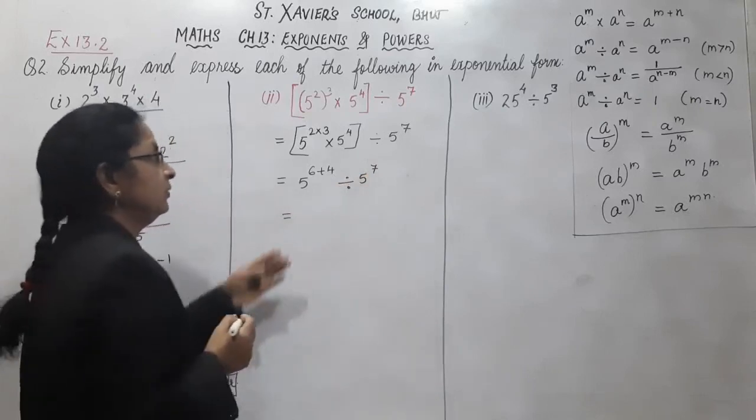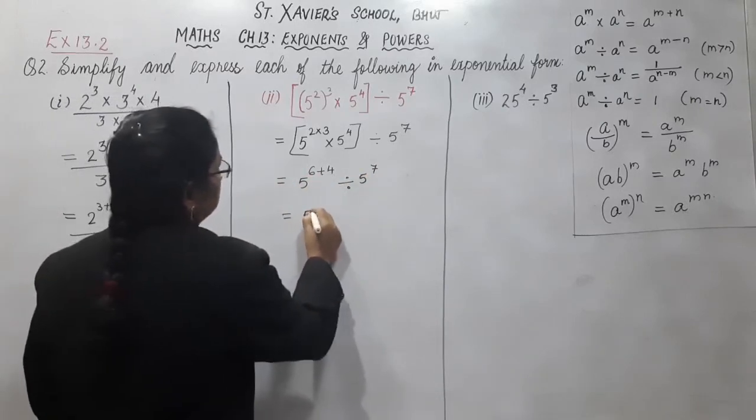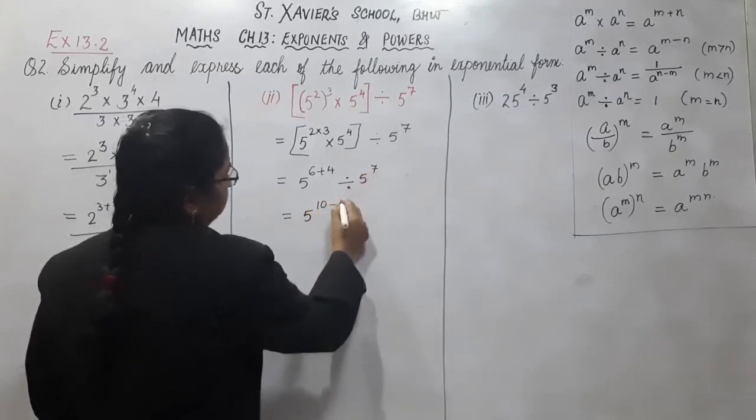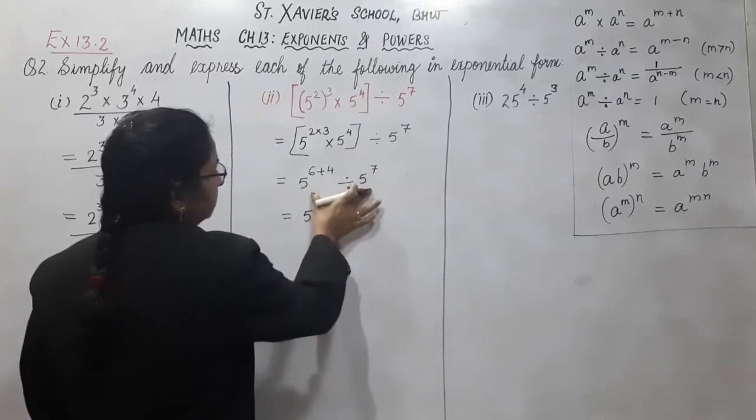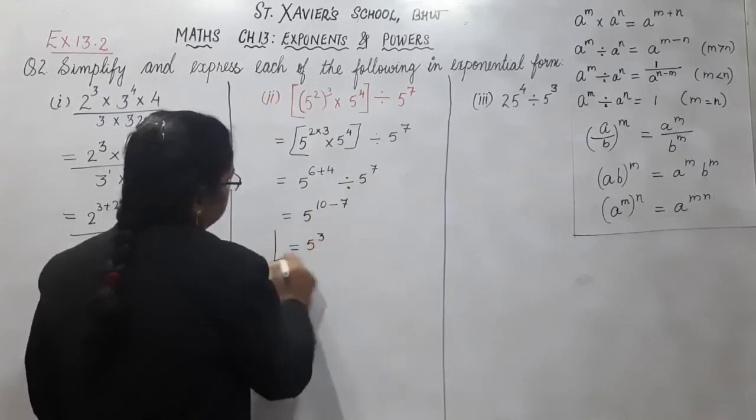As you do more and more, you can reduce the number of steps. Okay. 5 raised to 10. Here it is division. So we subtract 7. Because base is same. 5 cube. That is the answer.